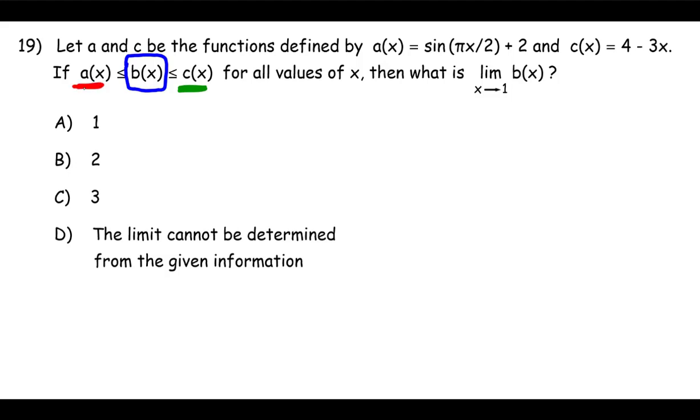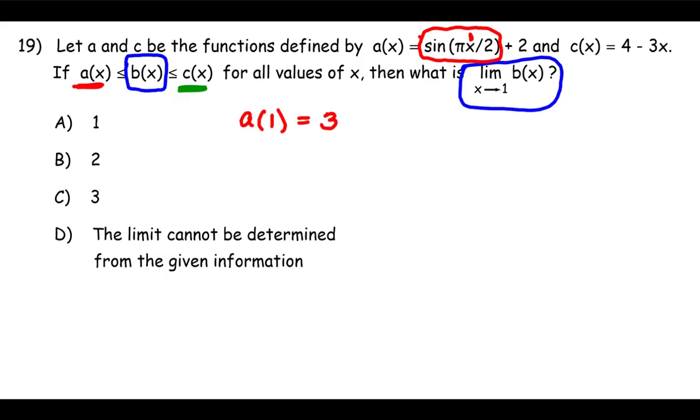All right, what's happening to B as we approach x equals 1? As x approaches 1, what is going on? All right, well, let's start with the red. Let's start with A of x. If we put a 1 in right here, we've got sine of pi over 2. Hopefully you're good at pre-calc, or at least the unit circle. Sine of pi over 2, or sine of 90 degrees, is going to be 1. Plus 2 is 3. So A goes through the point (1, 3).